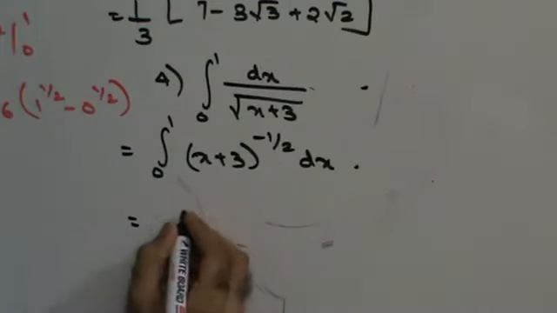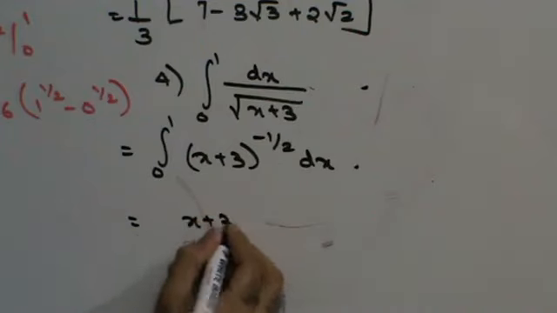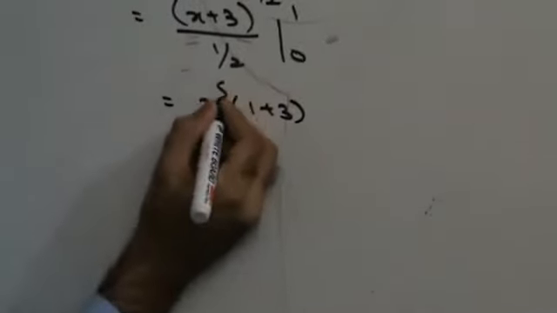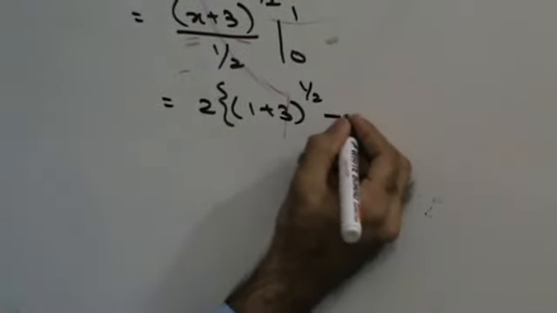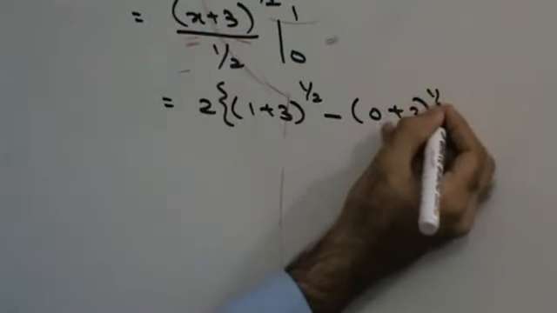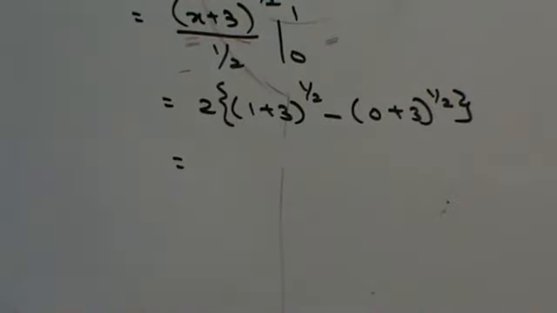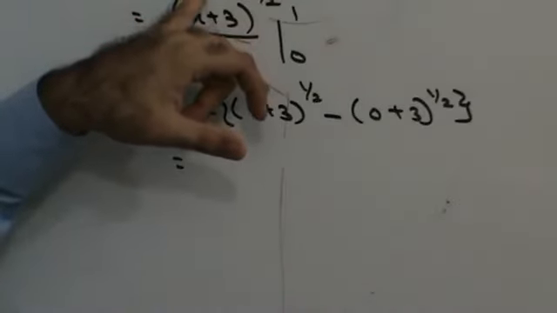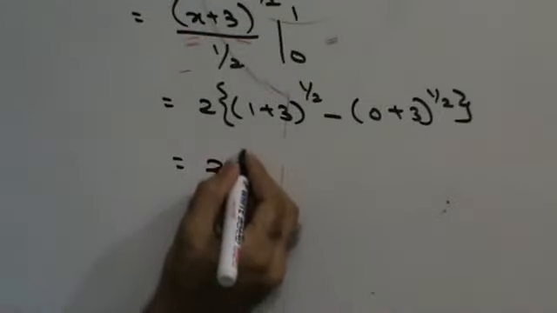Right? Now this is going to be equal to x plus 3 raised to minus 1 by 2 plus 1, that's 1 by 2, upon 1 by 2, when the limits are between 0 to 1. This can be written as 2, 1 plus 3 raised to 1 by 2 minus 0 plus 3 raised to 1 by 2. So won't it be 1 upon 3? Why will it be 1? No, I mean 1 upon a, that formula. So what is the value of a here? A is the number with x. What is the number with x? 1. So this is 2.